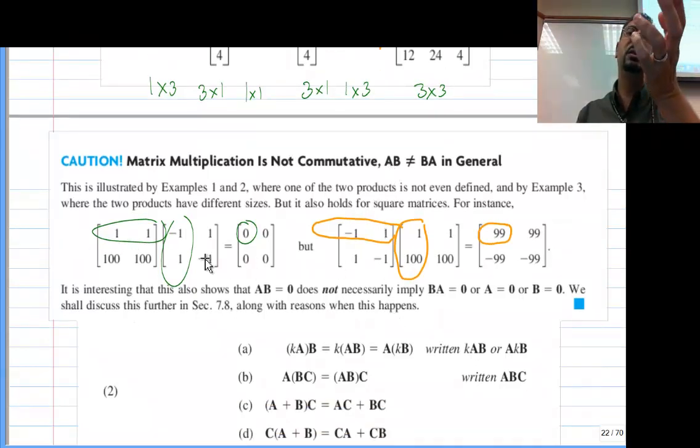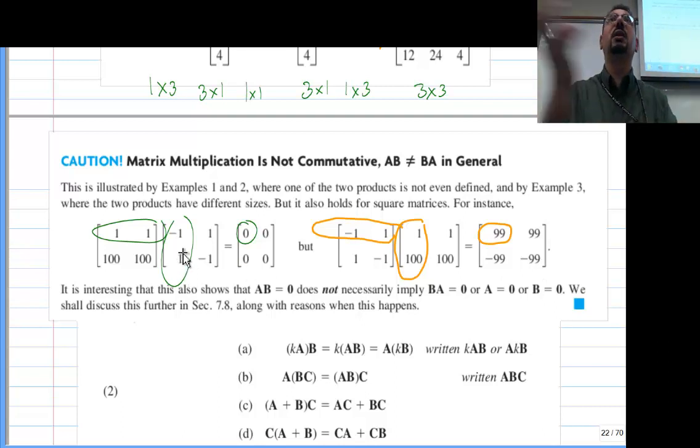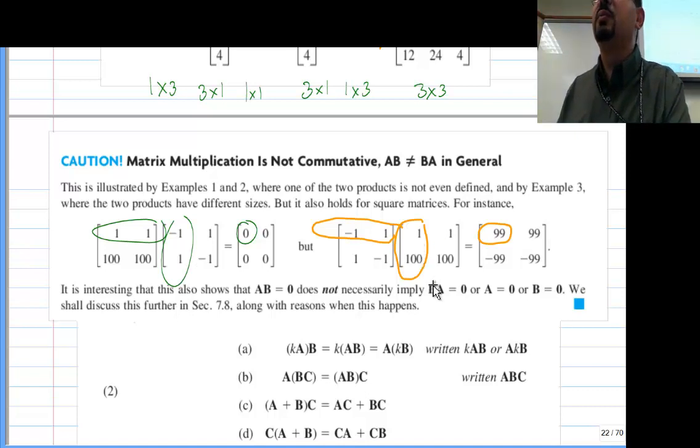And here he's giving you an example. Same matrices, multiply A times B and B times A. You get completely different things. 0, 0, 0, 0 and 99, 99, 99, minus 99, minus 99. Right? So even if the multiplication exists because it's a square matrix, so it doesn't really matter whether you're multiplying from the right or the left, it's still 3 by 3 times 3 by 3. But the answer is completely different.